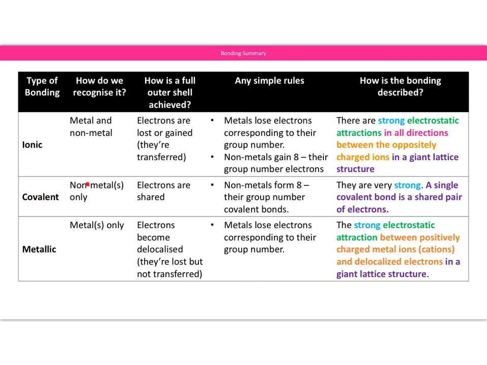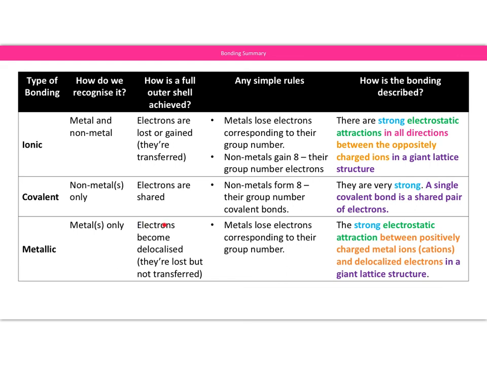Covalent bonding, we have to have non-metals only. So it could be a single non-metal, but anyway, non-metals only. Full outer shell is achieved by sharing electrons. Each non-metal forms 8 minus their group number covalent bonds. So carbon, for example, is in group 4, so it forms 8 minus 4 equals 4 covalent bonds. These covalent bonds are very strong, and when we talk about a covalent bond, we're talking about a shared pair of electrons.